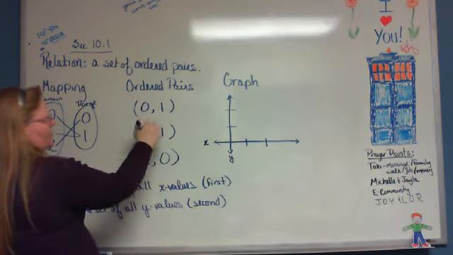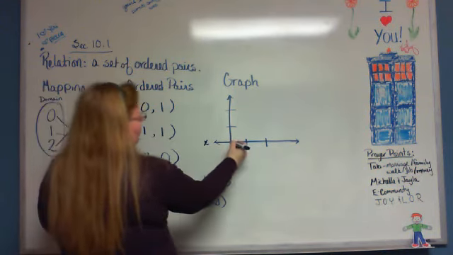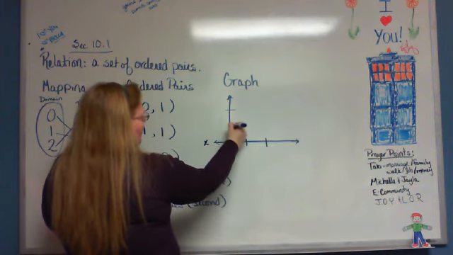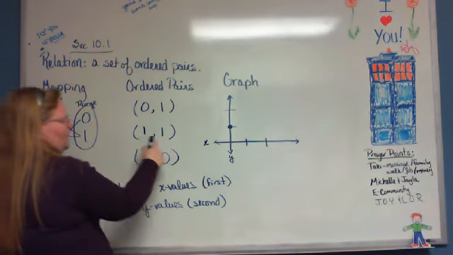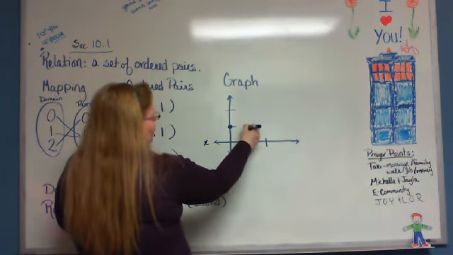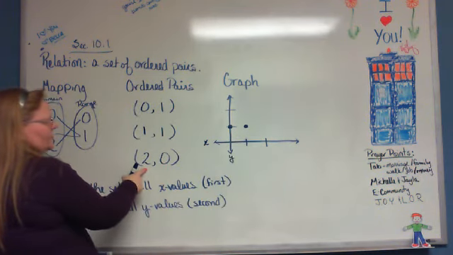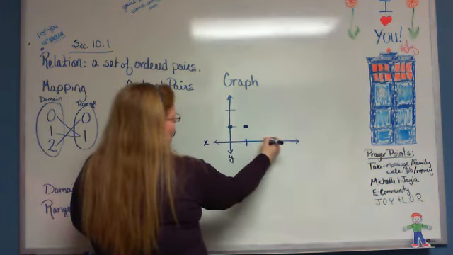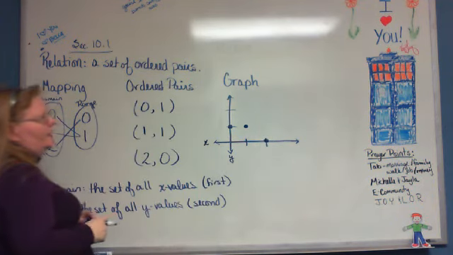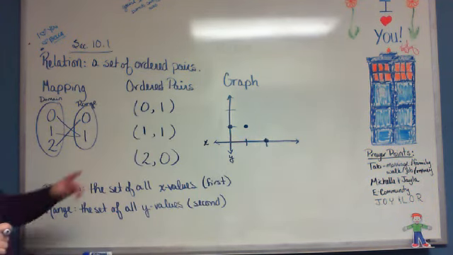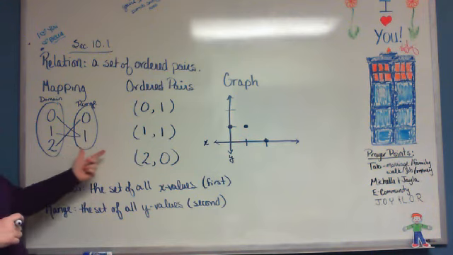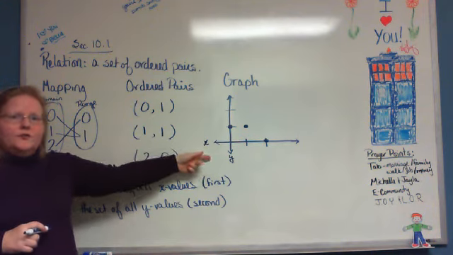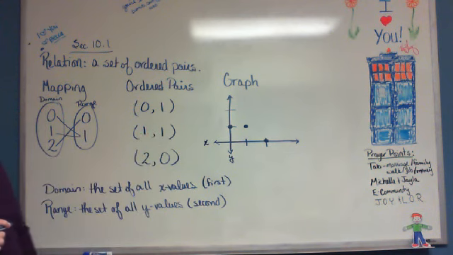So if I wanted to graph these points, 0, 1: 0 on the x, 1 up on the y is that point right there. 1, 1 is over here, and 2, 0 is over here. Now we can't connect them because they only asked for 3 points. So we've demonstrated these relations either this way, or that way. So there are 3 different ways you can demonstrate it.